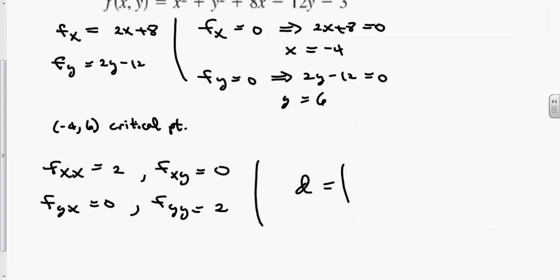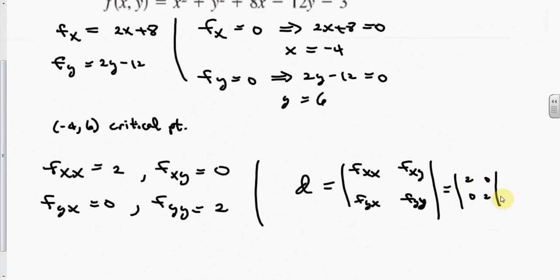When I look at that determinant, it's supposed to be fxx, fxy, fyx, fyy. So this is 2, 0, 0, 2. Do you remember the determinant for a 2 by 2 is just the crisscross? Right? We just multiply the 2 times 2, then minus these terms here. Let's put that in another color. So that's just 2 times 2 minus 0 times 0, so we get 4.